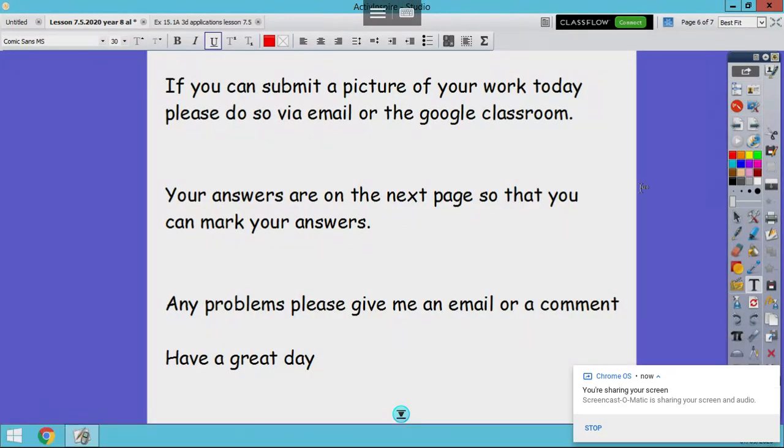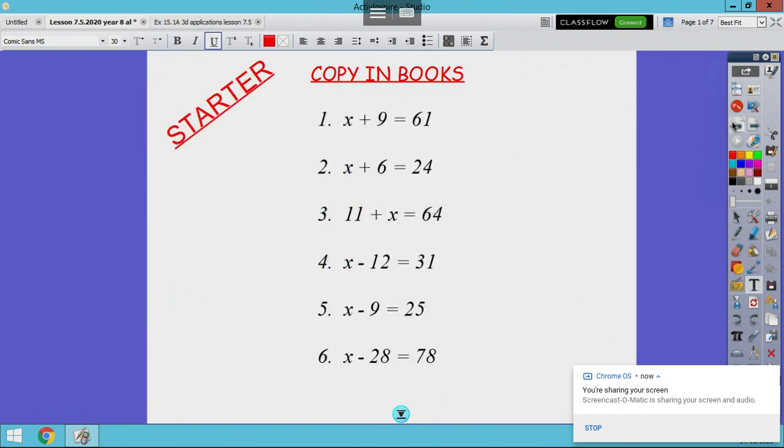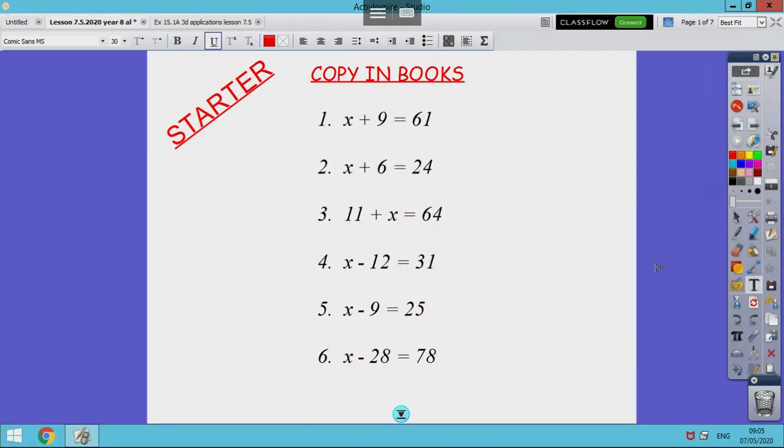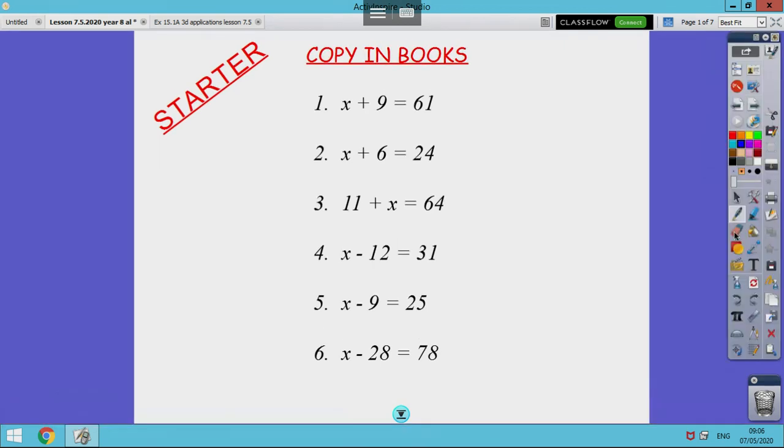Good morning, Year 8. So today we're moving on to a new topic called algebra. Now that might scare some of you, but don't worry, we're going to start off really basic with basic algebra. So here's your starter this morning.